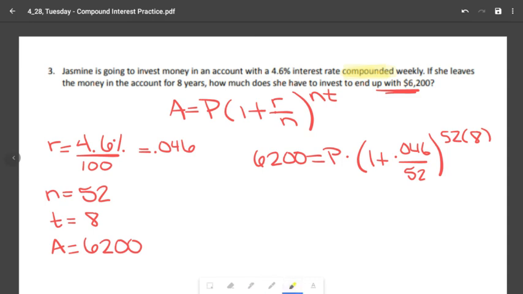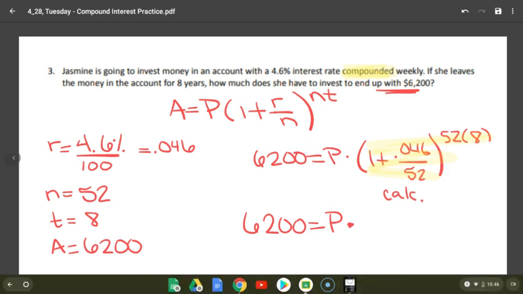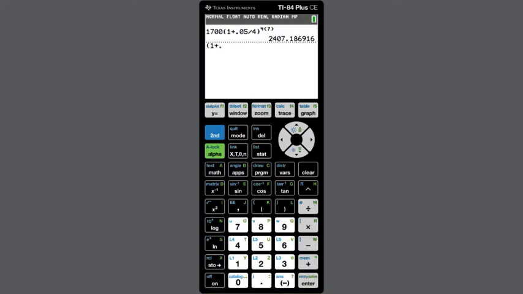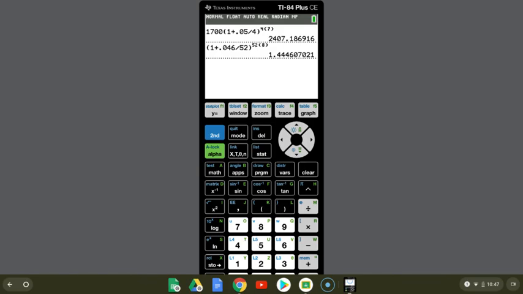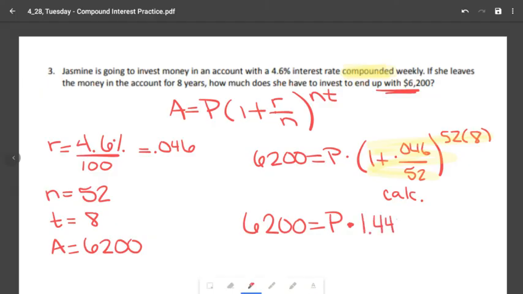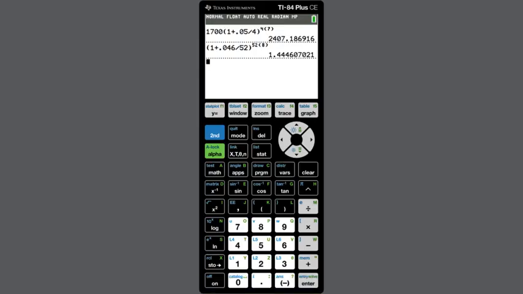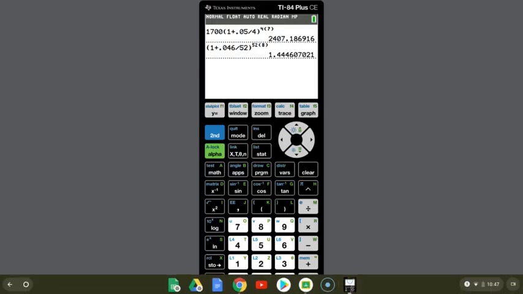So plugging in, you're going to type that entire parenthesis straight into your calculator. So we'll have 6,200 equals P times whatever we get from the calculator. So 1 plus 0.046 divided by 52 to the 52 times 8 power. So we have 1.4446. Remember, you're going with the full decimal, 0.7021.